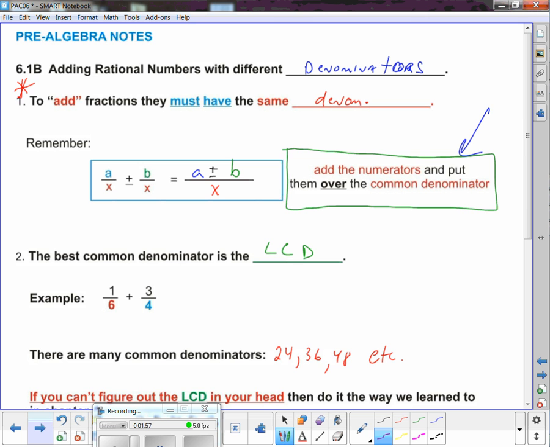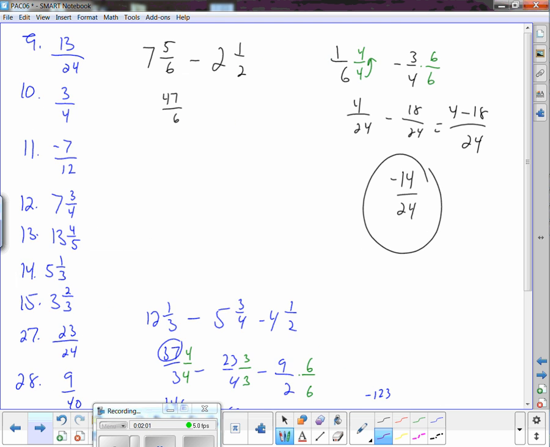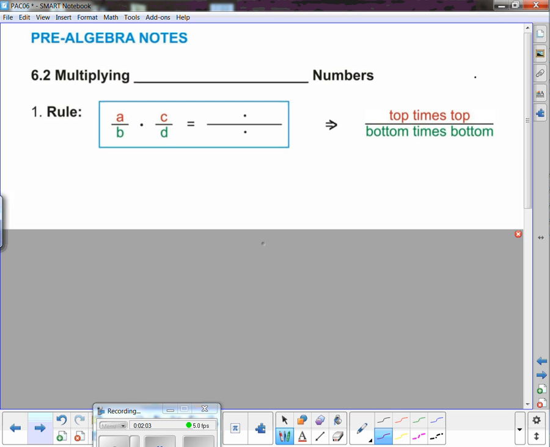Now, today we're going to talk about multiplying, right? So today's lesson is 6.2, multiplying rational numbers. And remember, rational numbers are simply, class, fractions. So it's just a fancy way of saying it. And I want you to write it so that if someone says rational number, you know they're talking fractions.